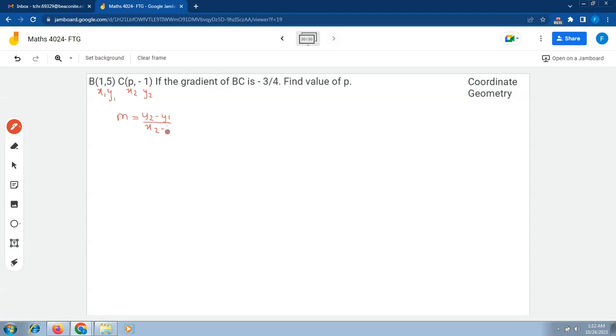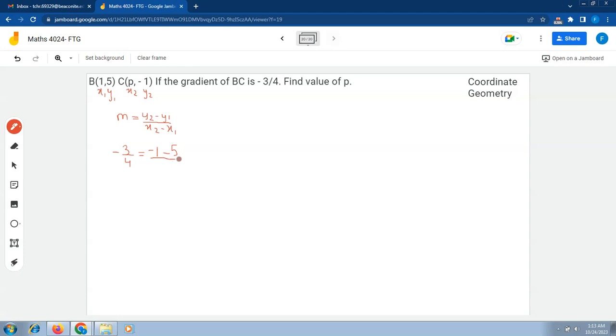In place of gradient, small m, you know that small m is the representation of gradient. So in place of m, I will write minus 3 upon 4. This is the value of gradient which is mentioned in the question. What is the value of y2? The y2 value is minus 1. So I will write minus 1 in place of y2. And this is the negative sign of the formula, so I will write the negative sign here. And now I will see what is the value of y1. The y1 value is 5. So I will write 5 like this.